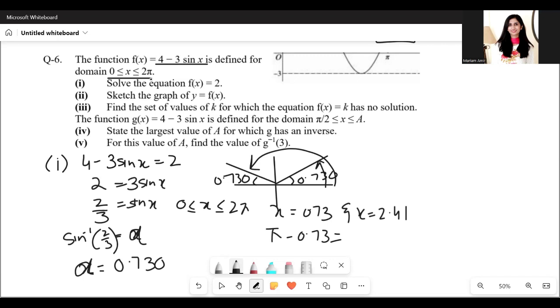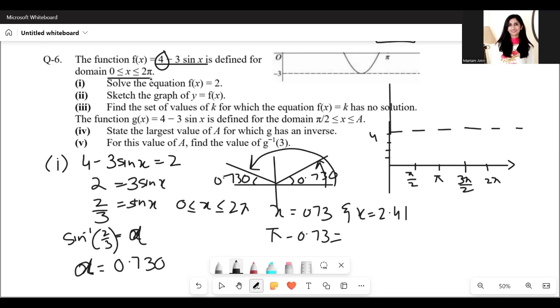Next, we have to sketch the graph of f(x). Here's the x-axis, the y-axis. The domain is from 0 to 2π. The central line is 4, so 1, 2, 3, 4. The highest value is going to be 3 above 4, so 5, 6, 7. This will be the highest value that the graph can take. And the lowest value would be 3 units below 4. That's going to be 1.